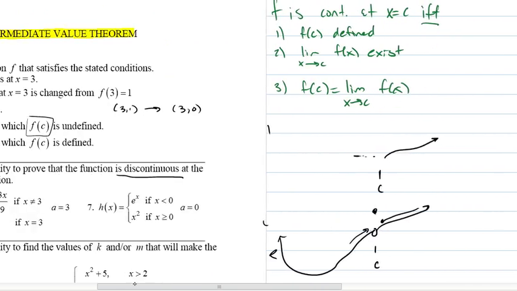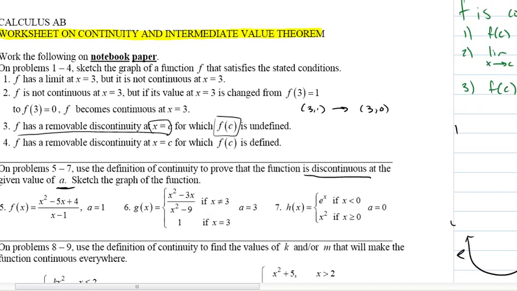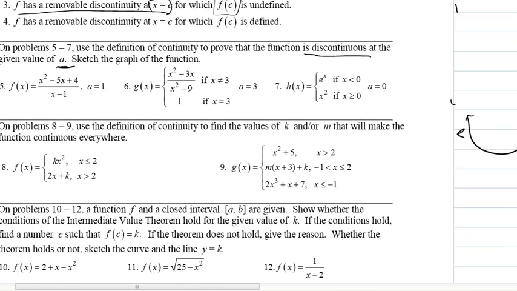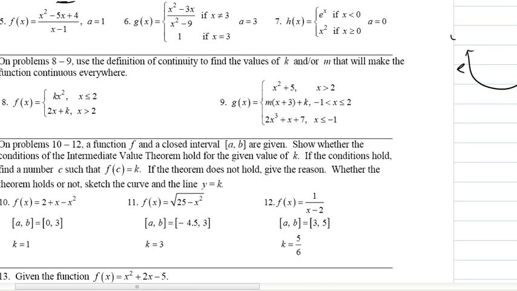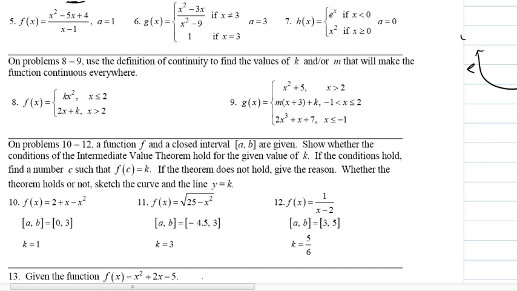Okay, let me go ahead and do one from below. Number 8, we have: use the definition of continuity to find the values of k and/or m that will make the function continuous everywhere.